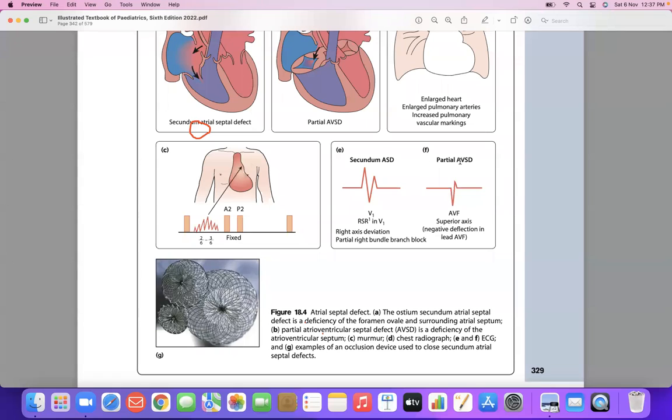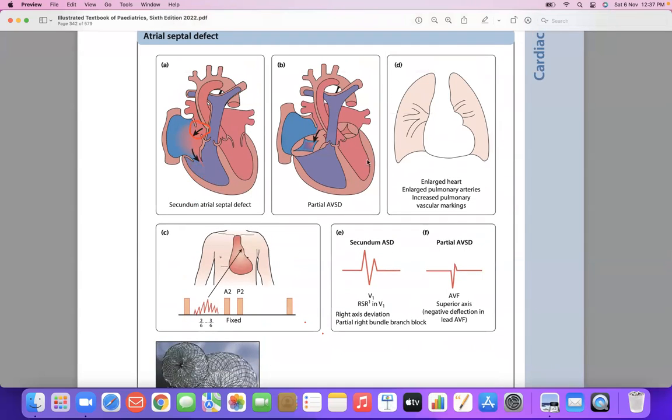So whenever, as I told you before, there is an AVSD, remember the ECG finding is superior axis, which is the negative deflection in AVF. This is the murmur. They have represented fixed split of the second heart sound, which is the commonest finding we see. Then the chest radiograph. In any left to right shunt, what happens? Left to right shunting, right?